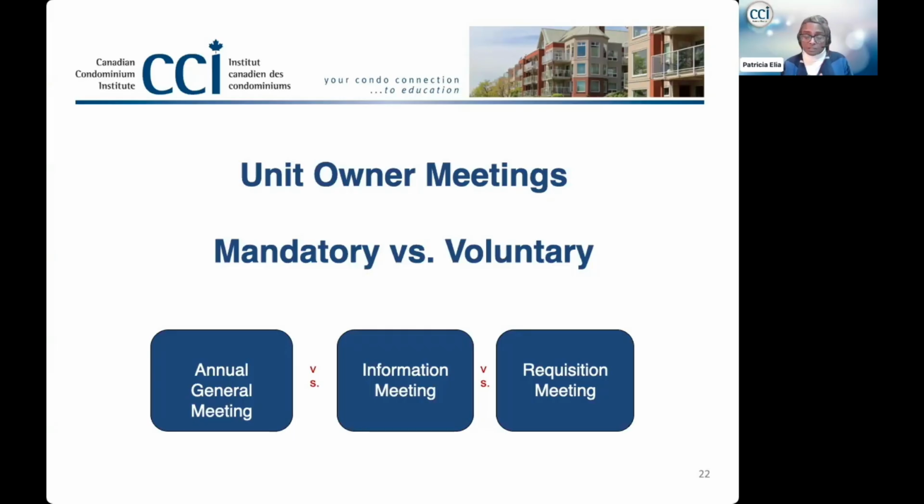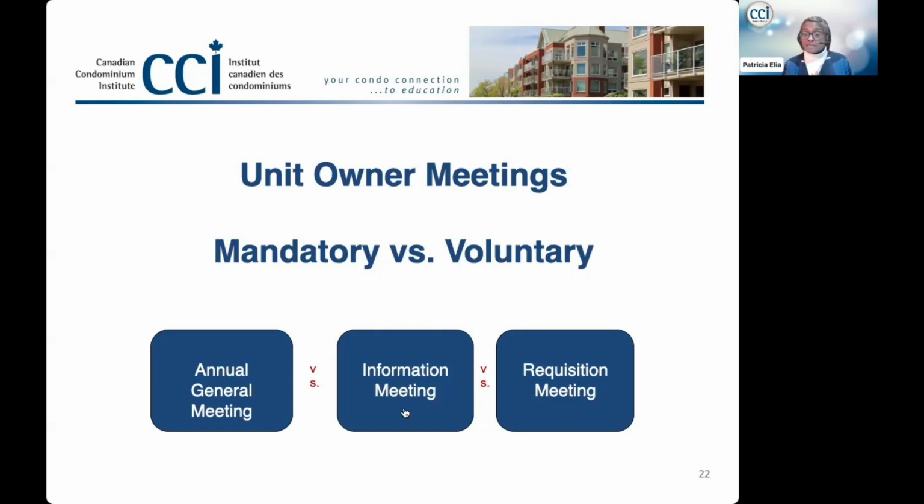Then there are requisition meetings, and requisition meetings we've talked a little bit about. Requisition meetings are pursuant to Section 46, and they really have a very definitive process. You have to use the prescribed form to requisition a meeting, but you have to obtain the approval of a minimum of 15% of the owners to hold that meeting.